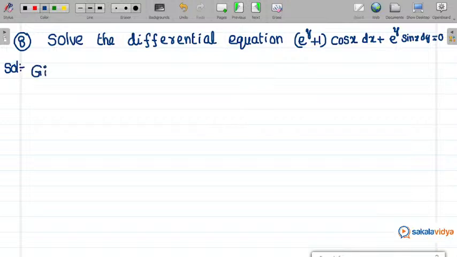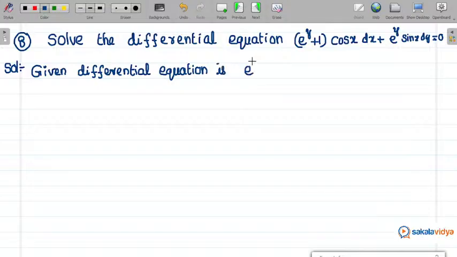Given differential equation, write down first. The given differential equation is (e^y + 1) cos x dx + e^y sin x dy = 0.